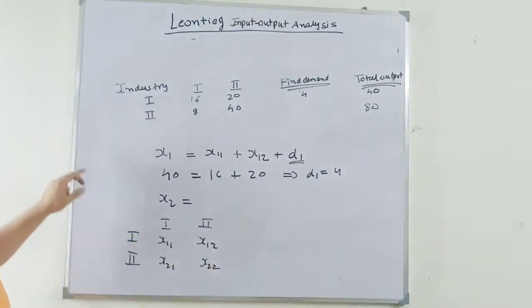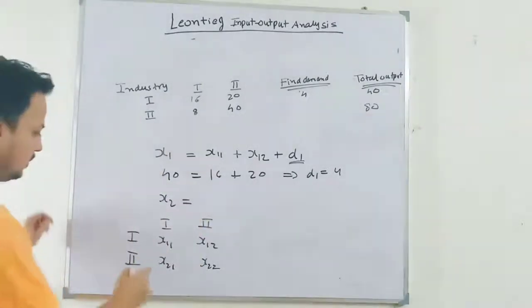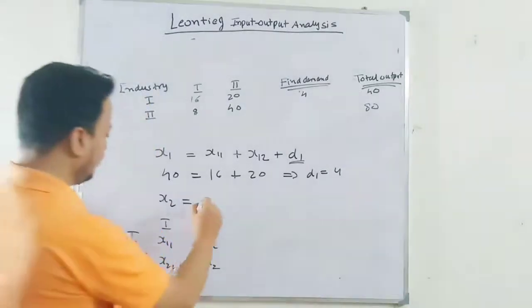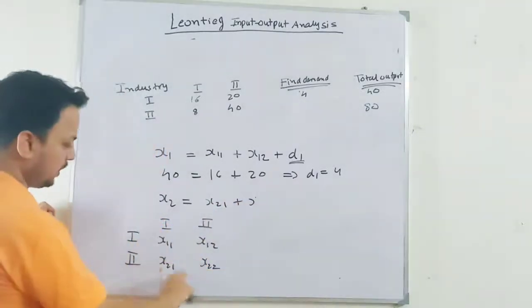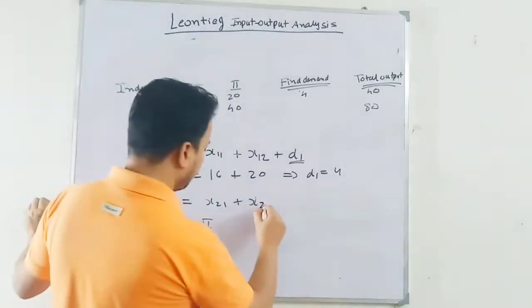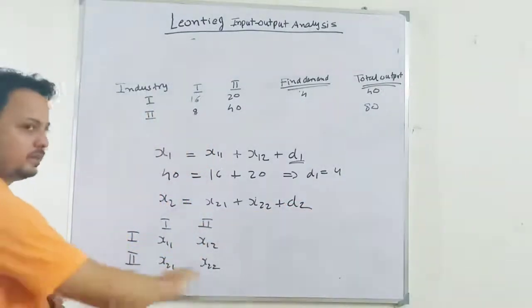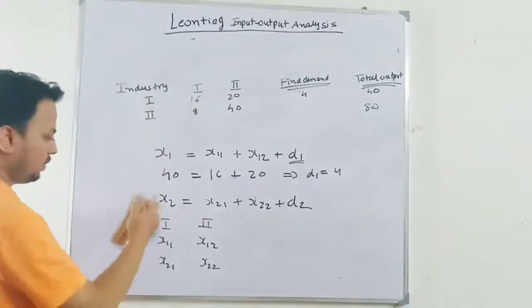Here the technology matrix is not given, so from this we have to derive the technology matrix. If the technology matrix is given, we will not need to use this kind of information. Now for this one I will look this way. It will be X21 plus X22 plus D2. Just remember: second row, first column, second column. This is gross demand, because the row represents the output demand for that respective industry, and the column represents their consumption.